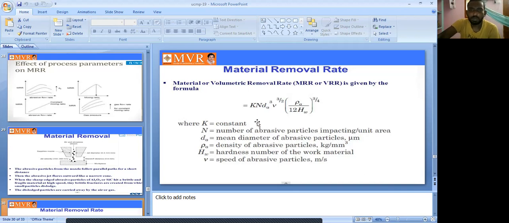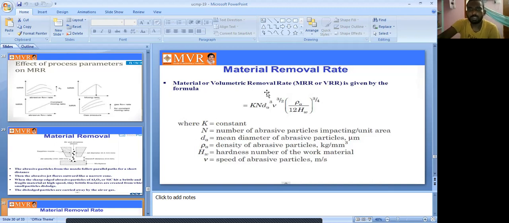Mean diameter of the abrasive particle is dA. Rho A is the density of the abrasive particles, K is for metric unit, HW is the hardness number of the work material, and V is the speed of the abrasive particles. So these are the formula terms, and by using this formula we calculate the material removal rate in the abrasive jet machining process.